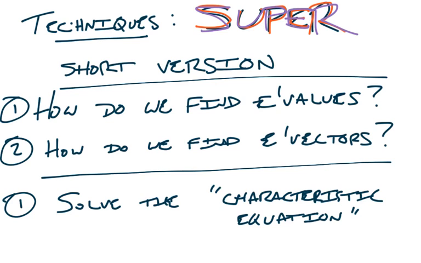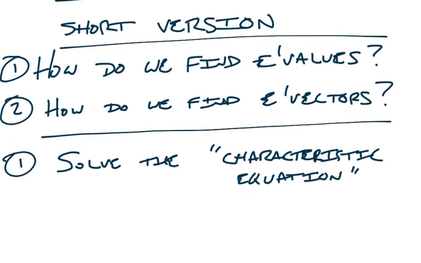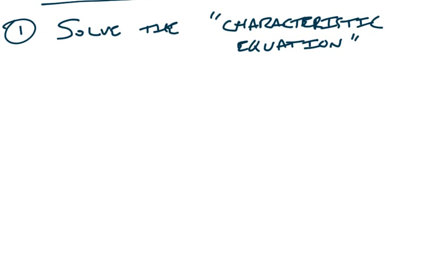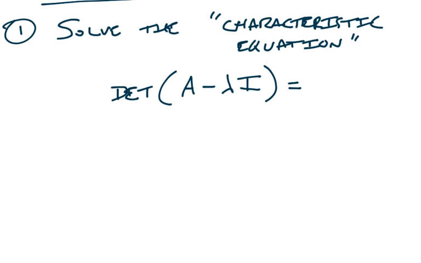All right, so we have to answer two questions. How do we find eigenvalues is number one. Number two, once we have the eigenvalues, how do we find the eigenvectors? All right, so for the short answer for number one, we solve what's called the characteristic equation. The characteristic equation is the following. You take the determinant of your matrix A minus lambda times the identity, set equal to 0.